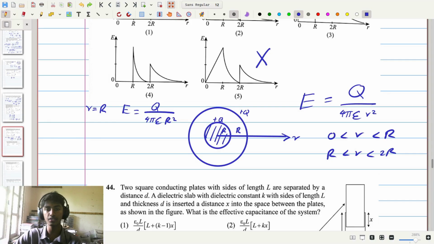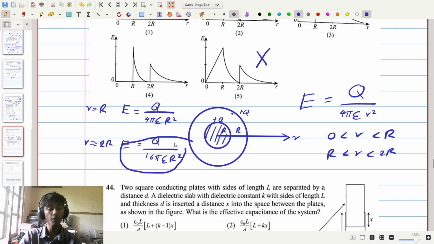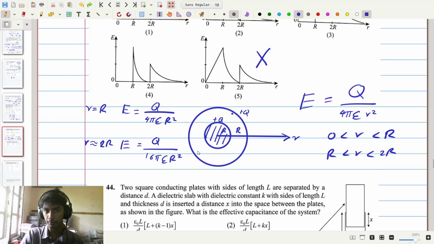Now just before 2R, at a point like this, we'll have r approximately equal to 2R, and we'll still have the same charge of plus Q enclosed within the sphere. So E will be equal to Q divided by 4 pi epsilon times (2R) squared, which simplifies to Q divided by 16 pi epsilon capital R squared. So at this point, almost breaking the surface, E is at this value right here, which you can see is not equal to 0.